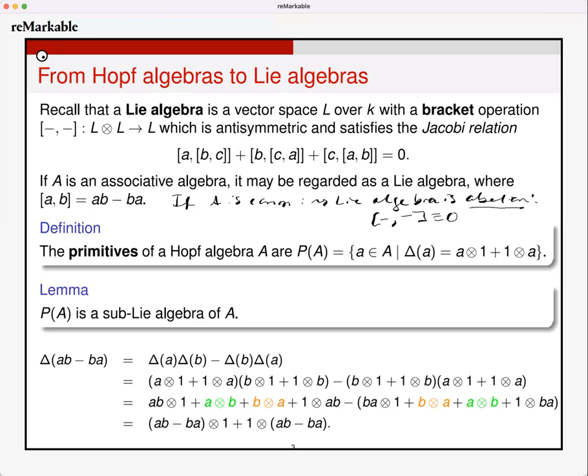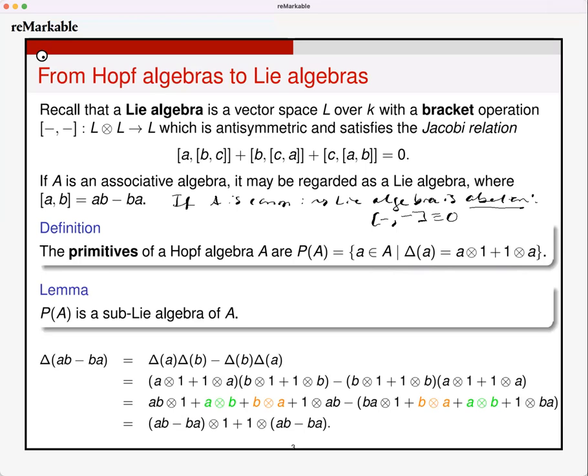But if your algebra is further a Hopf algebra, there's another way of producing that, and that's by taking a subspace of the Hopf algebra called the primitives. The primitives are the elements of the Hopf algebra where the diagonal takes the following form: the diagonal of A is A tensor 1 plus 1 tensor A. So they are, in some sense, along with the group-like elements, the simplest elements to the eyes of the coalgebra structure.